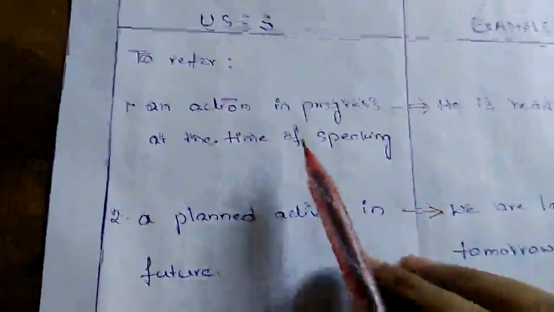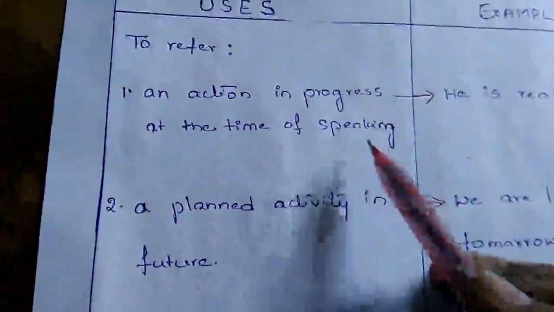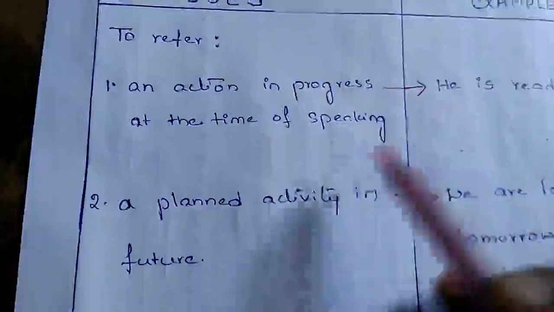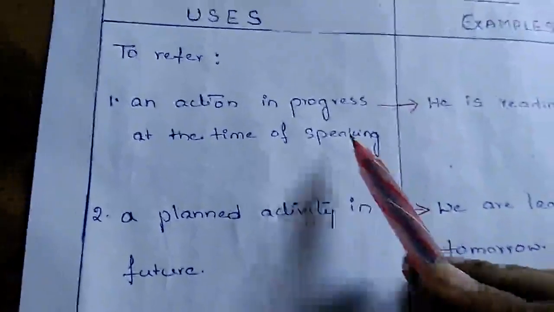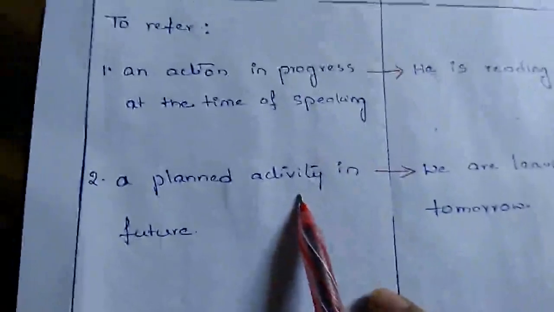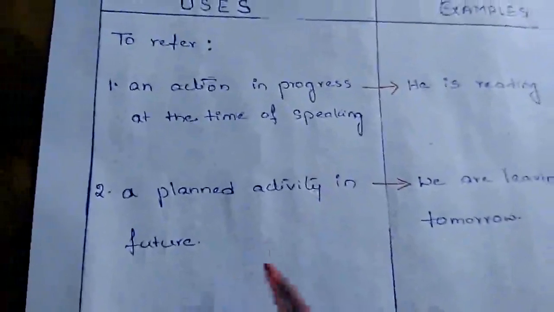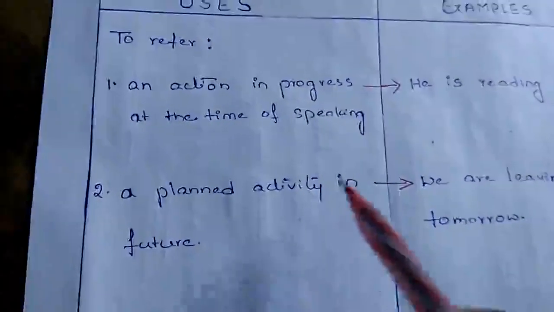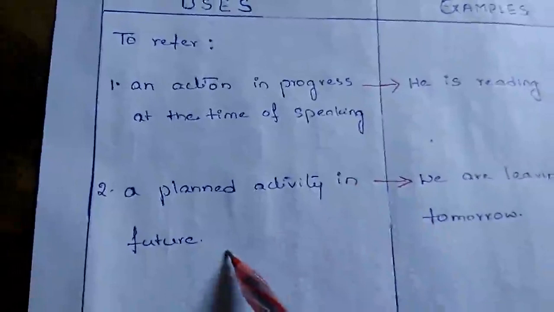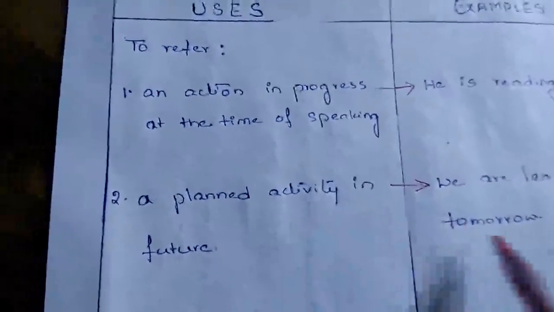So we have two uses of this present continuous. When you are referring to an action which is in progress at the time of speaking, that means which is going on at the time of speaking, then we use this present continuous. And the second usage is when you are trying to refer a planned activity in near future, then we can express such action in present continuous. And we have seen the examples also.